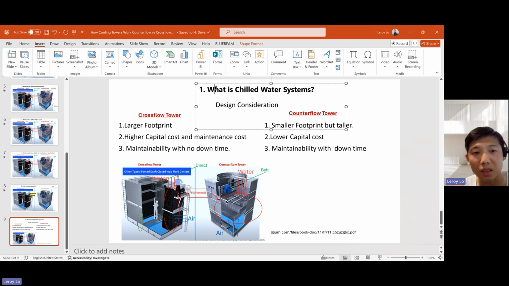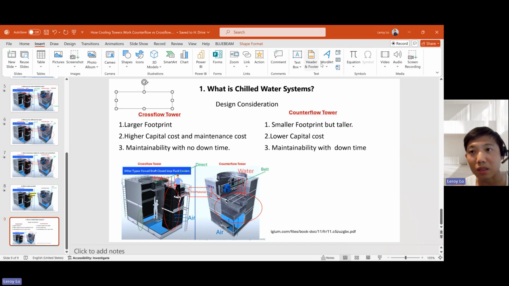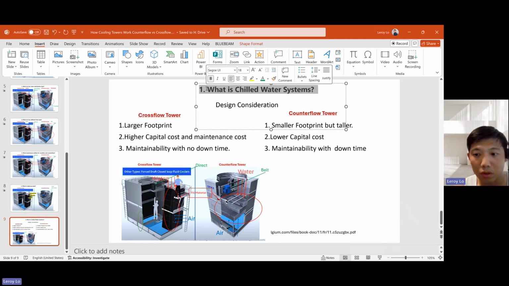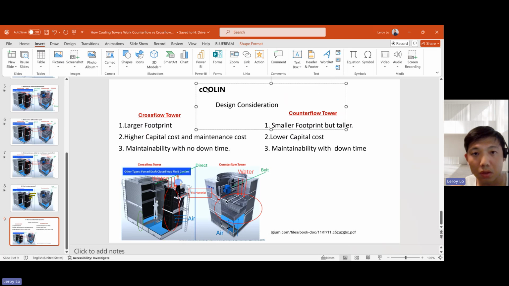So this one is basically the design considerations. This is a cooling tower. So okay, let's talk about this.